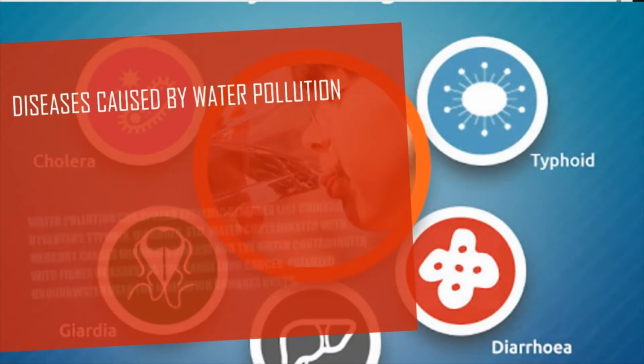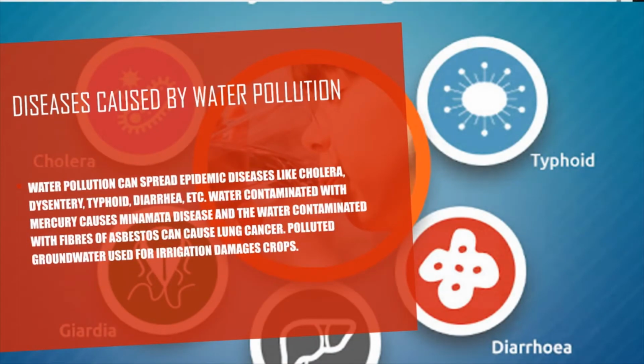Diseases caused by water pollution. Water pollution can spread epidemic diseases like cholera, dysentery, typhoid, diarrhea, etc. Water contaminated with mercury causes Minamata disease, and the water contaminated with fibers of asbestos can cause lung cancer. Polluted groundwater used for irrigation damages crops.